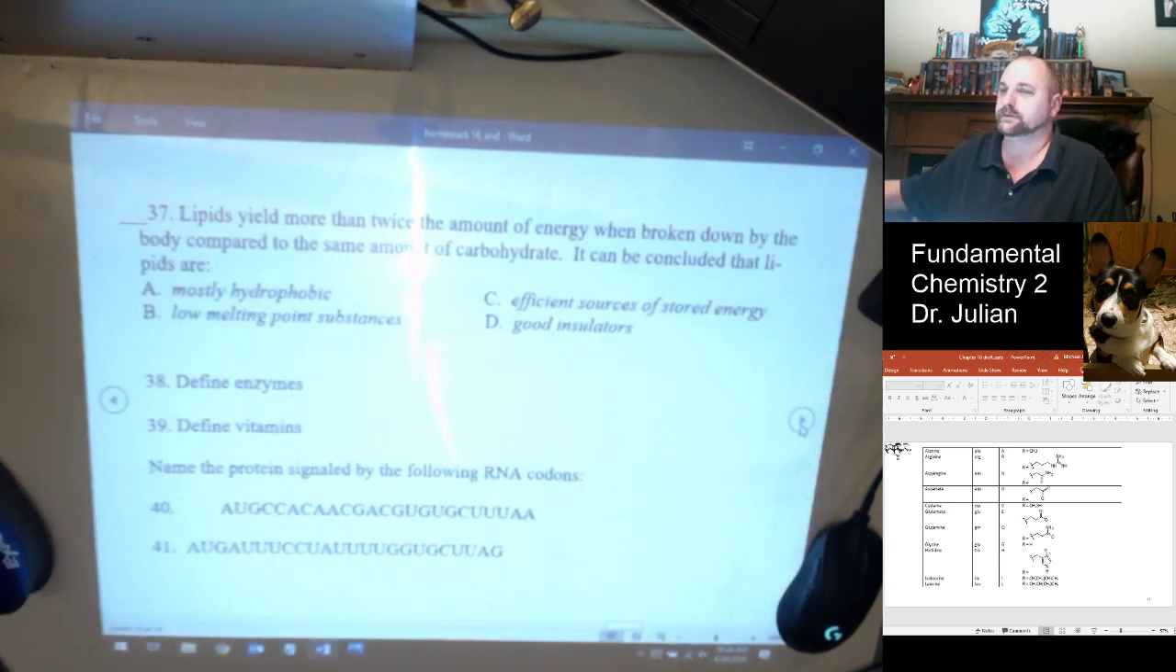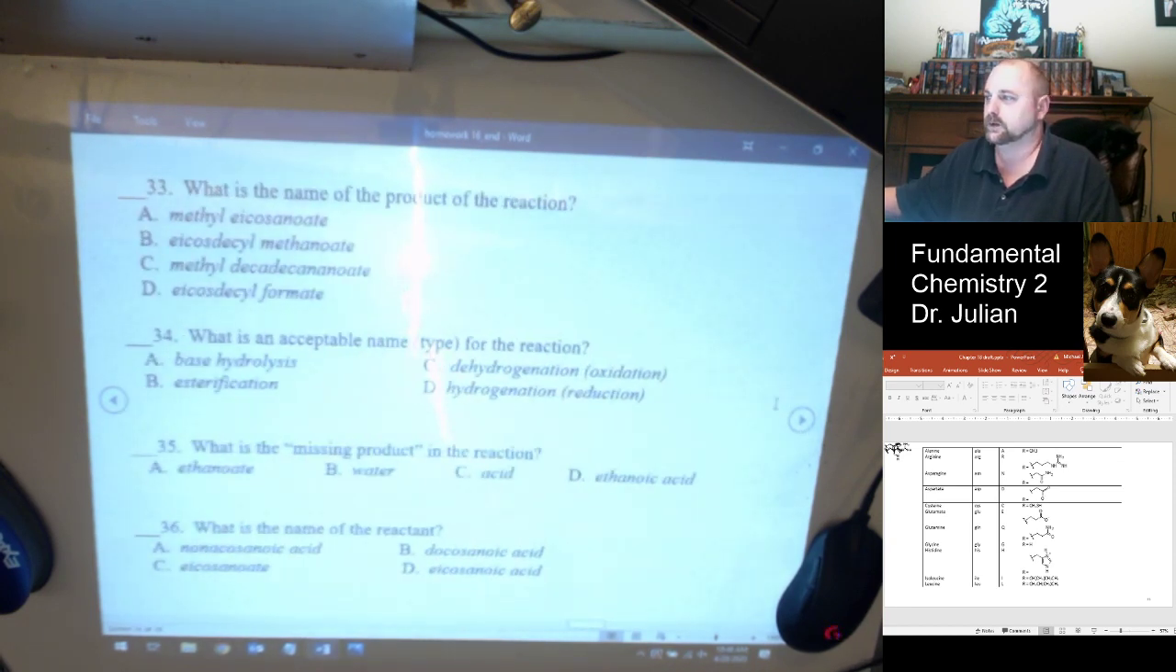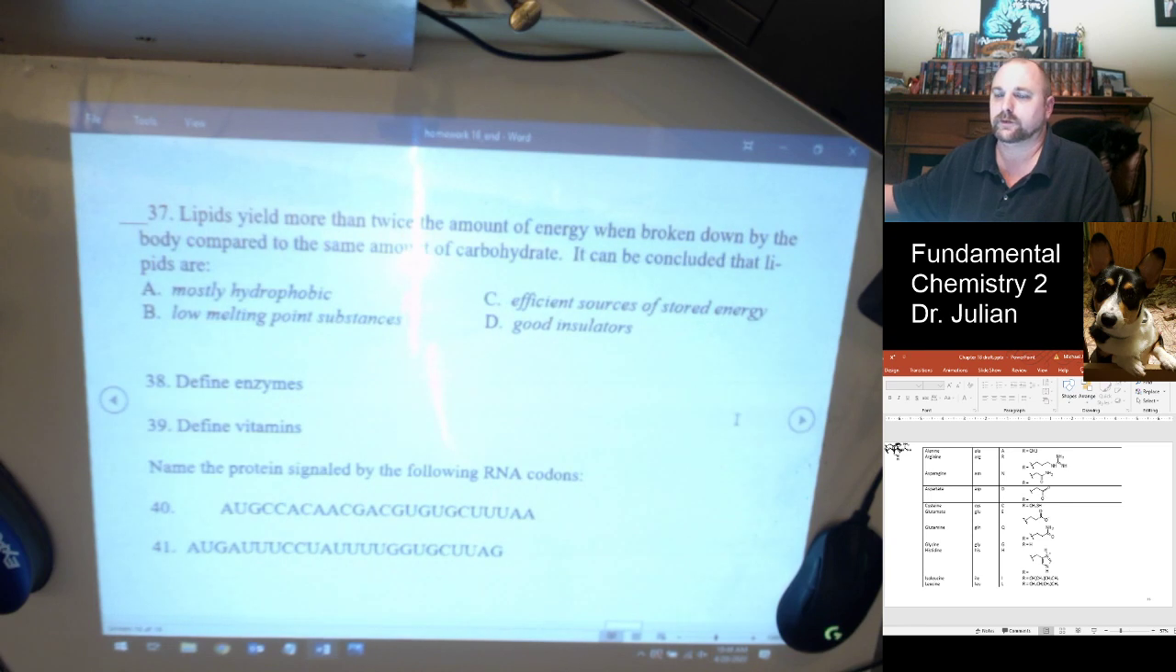Alright, so now it says, let me refer to that. I don't know, something's wrong with that. Alright, so lipids yield more than twice the amount of energy broken down by the body compared to the same amount of carbohydrate. So therefore lipids are, let's see, hydrophobic, I don't know how we're going to get that from there. Low melting point, I don't know how we're going to get that. Good insulators, they're okay, but efficient sources, that's just critical thinking. Efficient sources of stored energy, okay.